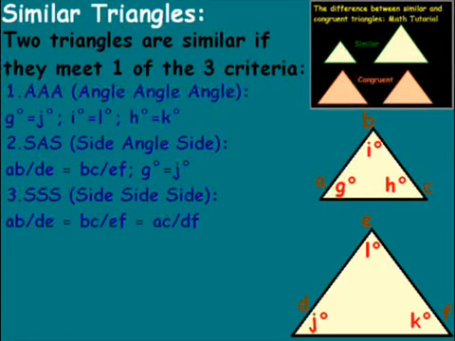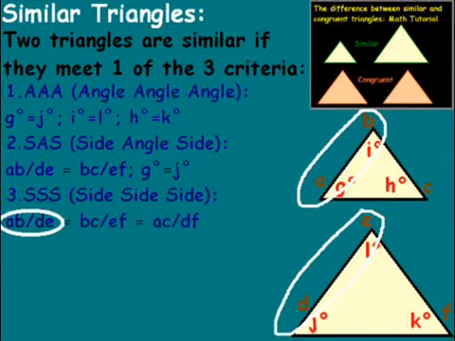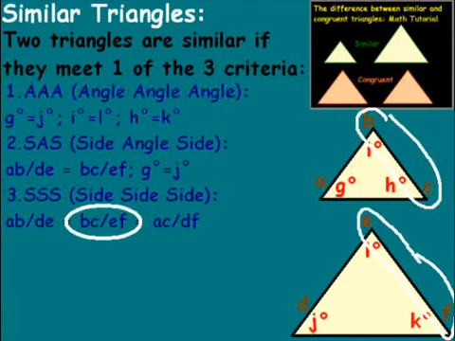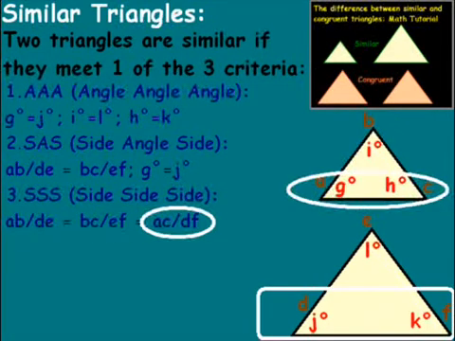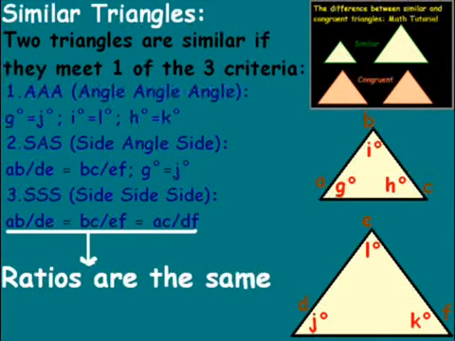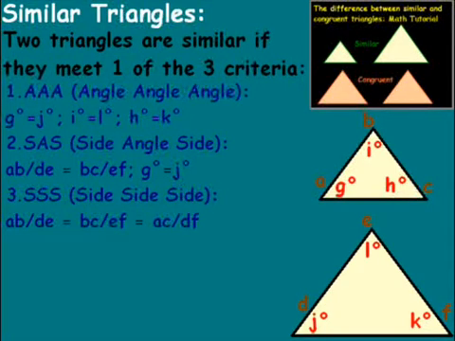And a third and final criteria we can use is SSS, or side, side, side. In this case I've circled AB and DE. Those sides, if the ratios are the same, can equal BC and EF, which I've circled there, or AC and DF. Now remember that if the ratios of all those sides are the same or equal, then we could have a similar triangle.